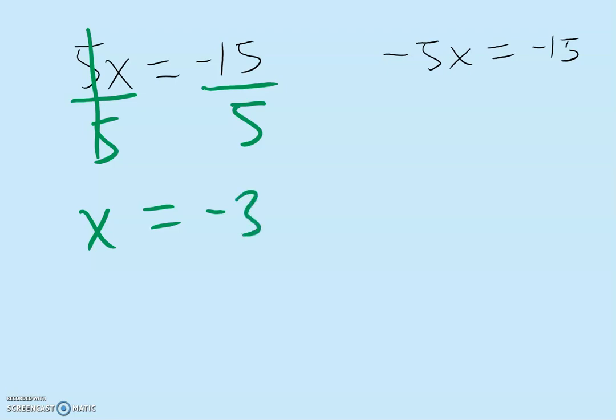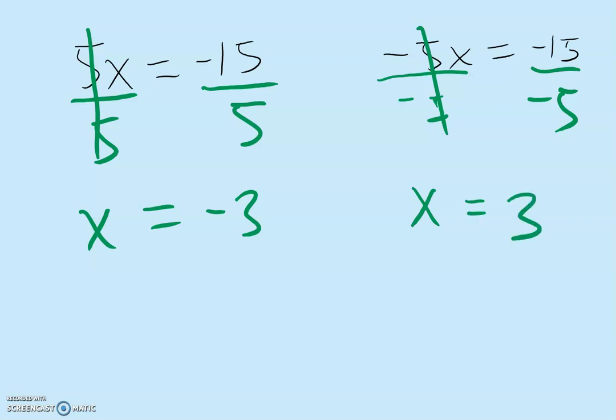For the second example, x is being multiplied by -5, so we need to divide by -5 on both sides. And here, -15 divided by -5 is +3. And after you understand this step, you can go straight into big multi-step equations and be able to understand how to solve them as well.